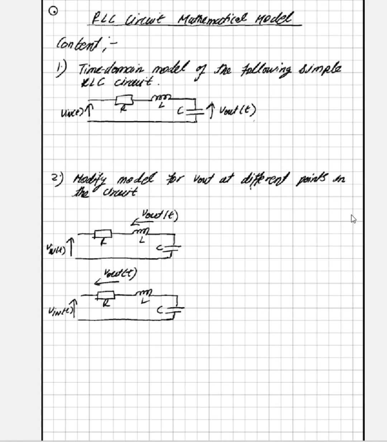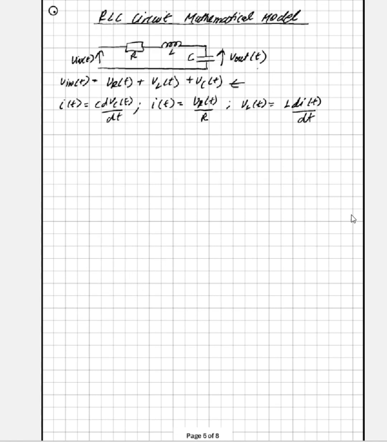So let's get started. In the first case, we will look at the voltage output across the capacitor. To do that, we have these equations. Since it's a series circuit, the voltage is the summation of the components present, and the current equations are these. The voltage across the inductor is its inductance times the change in current. So in this equation, V out is equal to VC.